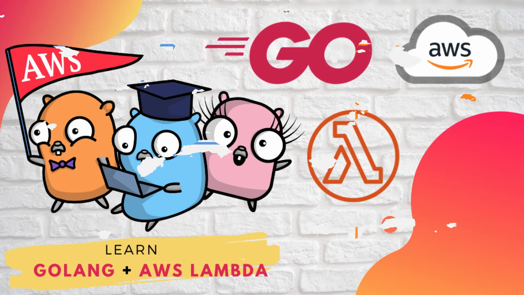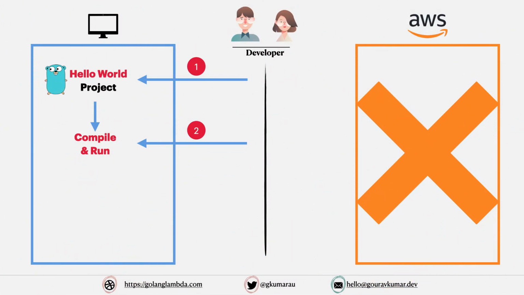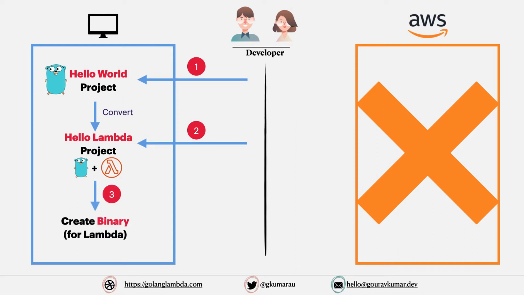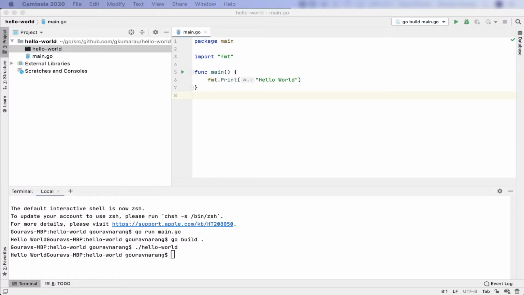Hello and welcome back. In the last lecture, we created our first Hello World project and we compiled and executed it locally. In this lecture, we will convert this Hello World project into Hello Lambda project. What it means is we will add everything that is required for this project to work on AWS Lambda. And then we will create a binary which will be compatible to run on Lambda's operating system.